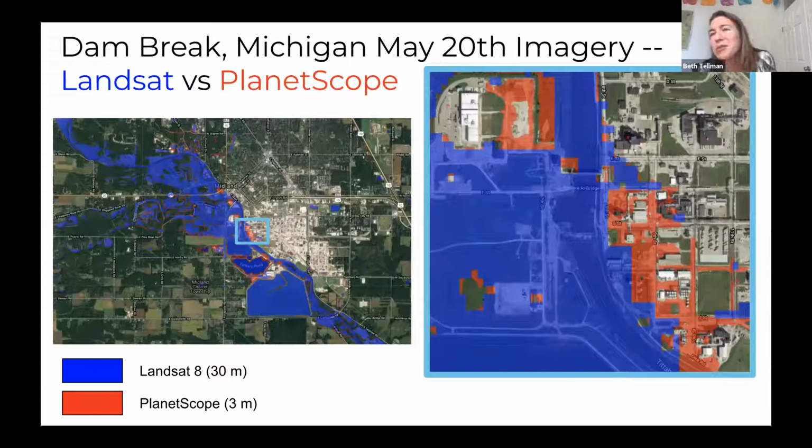The second is when you're thinking about the impact metrics that you're calculating. This is one of so many examples I could show, but the dam break in Michigan, just this past May, red is the flood footprint from Planet, blue is from Landsat. You would actually count a different number of buildings impacted and the economic financial cost totally differently if you were using Planet versus Landsat to make a flood map. So it matters.